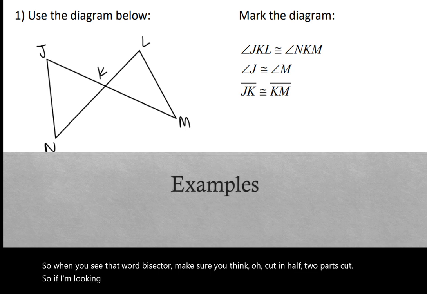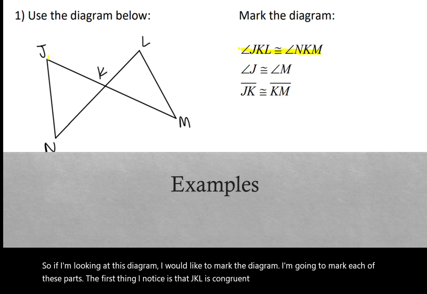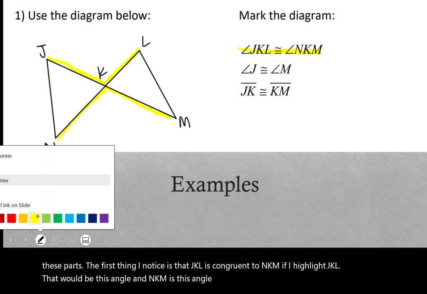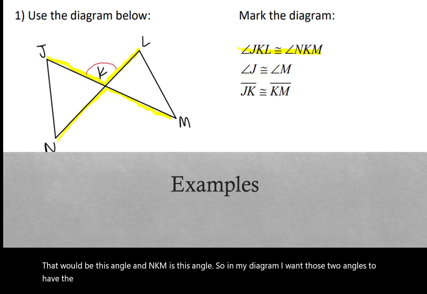So if I'm looking at this diagram, I would like to mark the diagram. I'm going to mark each of these parts. The first thing I notice is that JKL is congruent to NKM. If I highlight JKL, that would be this angle, and NKM is this angle. So in my diagram, I want those two angles to have the same number of arcs on them because they are congruent.